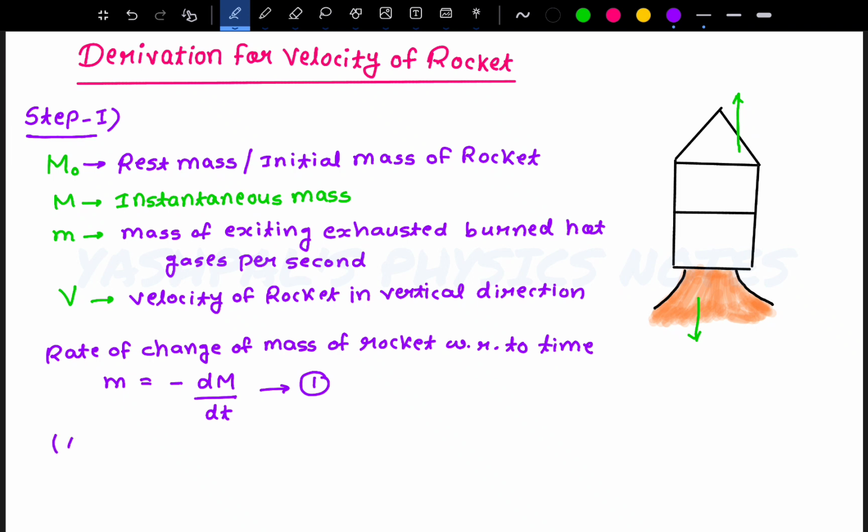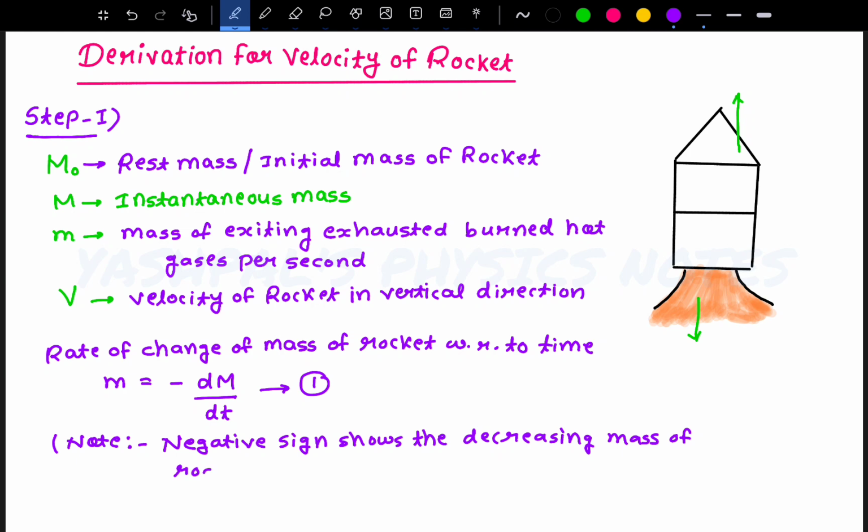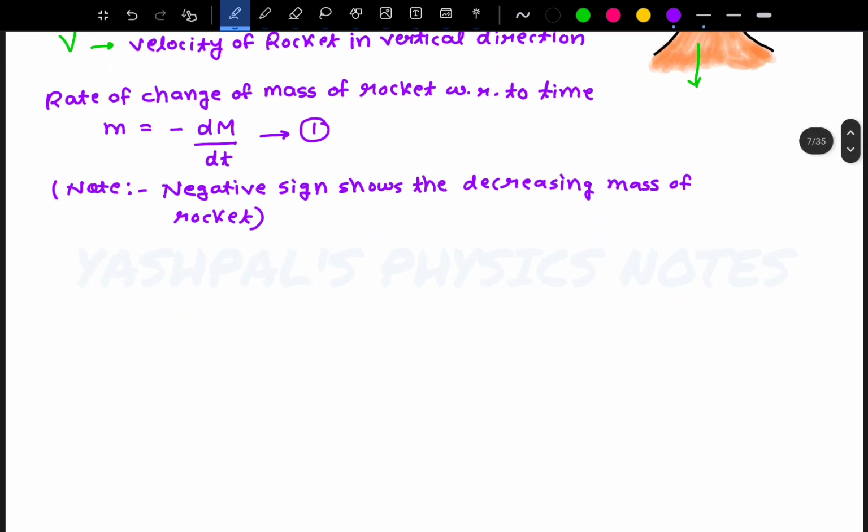Here you can write in note format, note: negative sign shows the decreasing mass of rocket. So this was our first step. Now I am writing here step number 2.